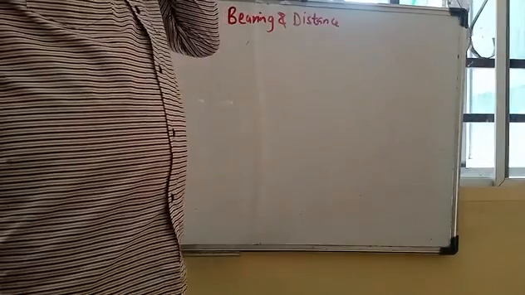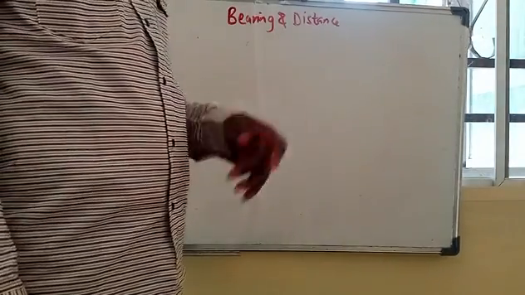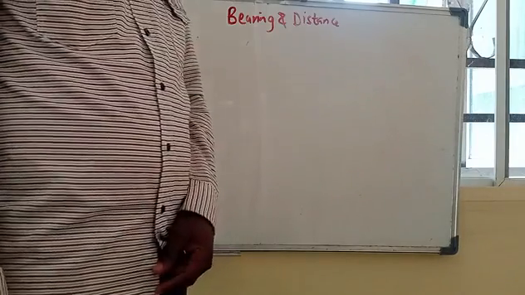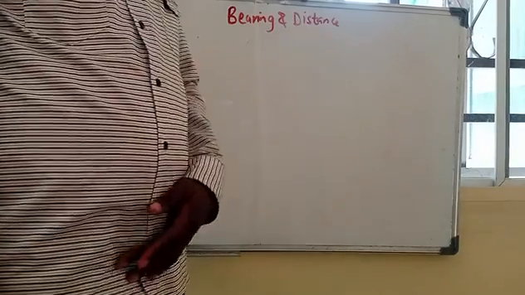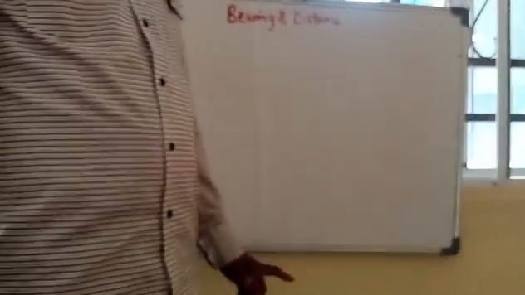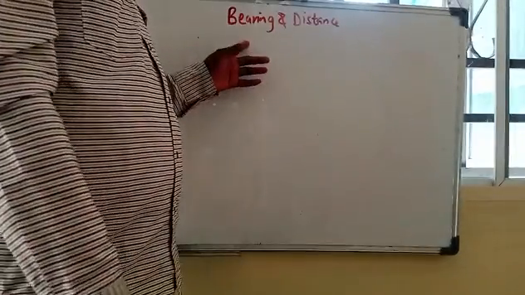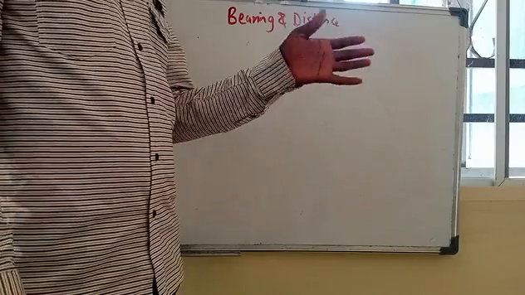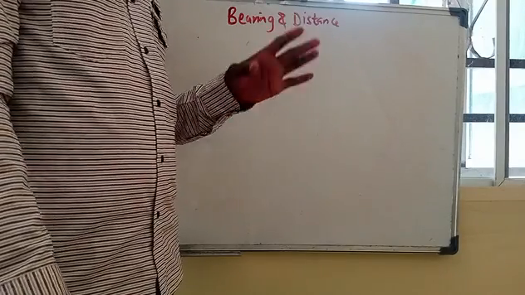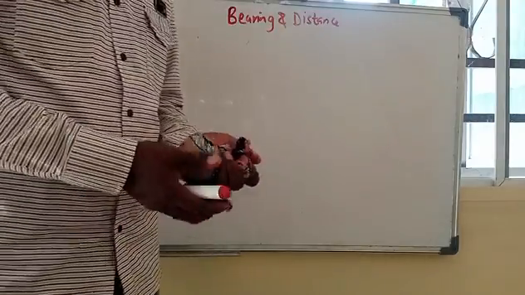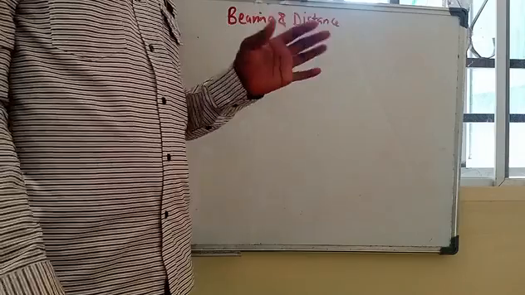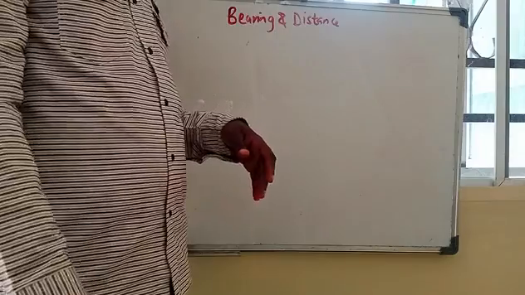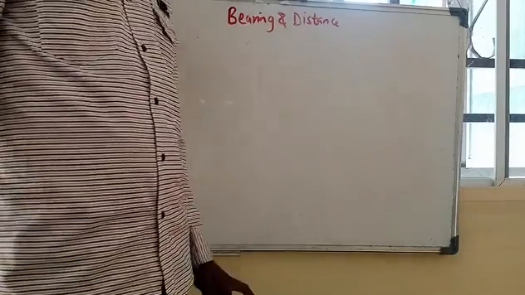Good day, students. So we'll be treating this very interesting topic called bearing and distance. Bearing and distance is one of the applications of trigonometry, meaning when you say trigonometry, it has to do with mensuration concerning triangles. We know a triangle to be a three-sided plane shape, with three angles as well, with the total sum of the angles being equal to 180.